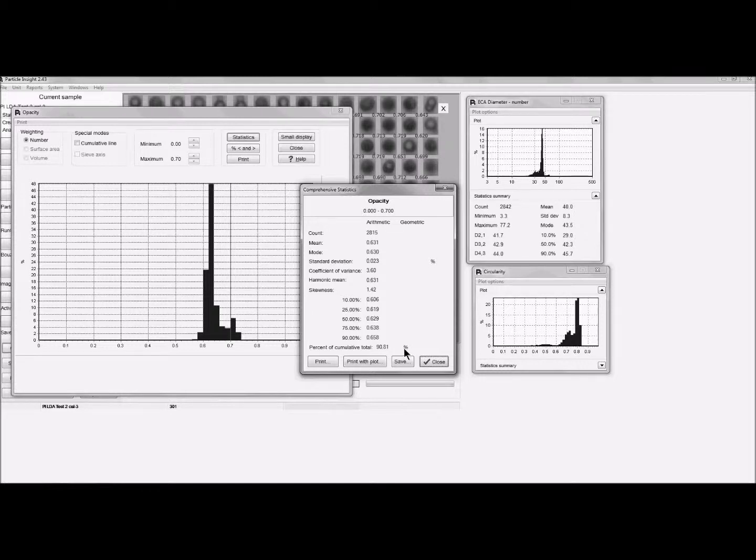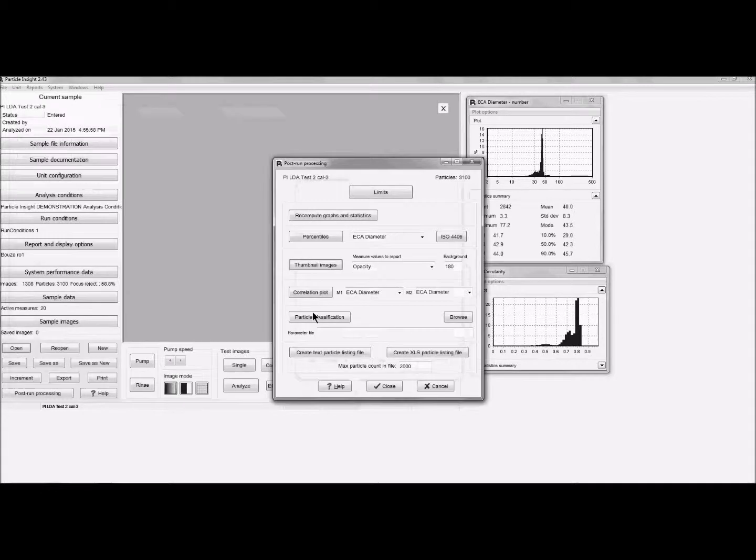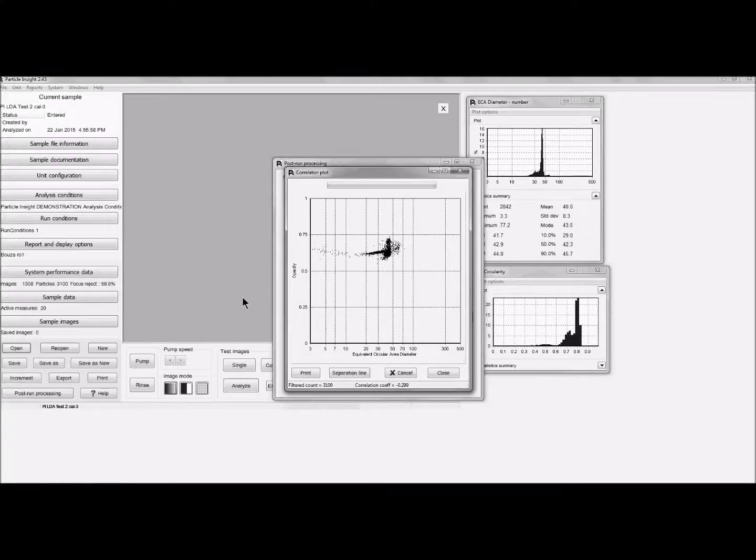Another thing that we can do is look at the scatter plot of the different graphs. To do that, I'll go back to post-run processing, and now I'm here at post-run processing, and what I will do is a correlation plot of, let's say, how light they were, or let's say by size and opacity. So here I selected size and opacity, and then I'll create the correlation plot. This really doesn't tell me a whole lot, but it basically says that looking at the different sizes, they were all mostly around 40-some microns in size.